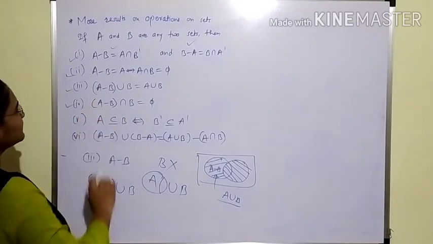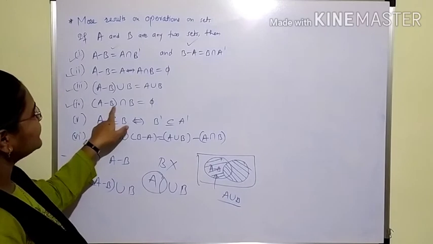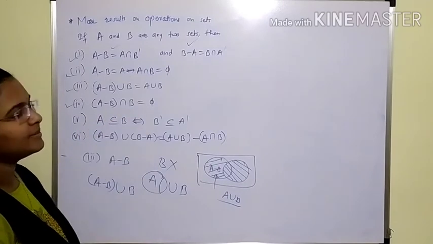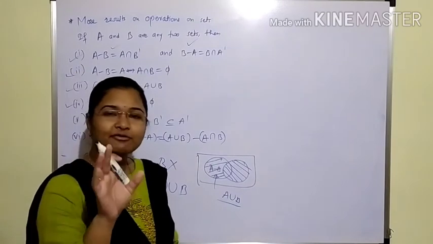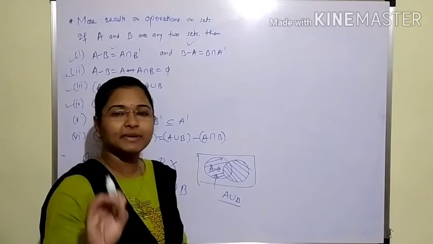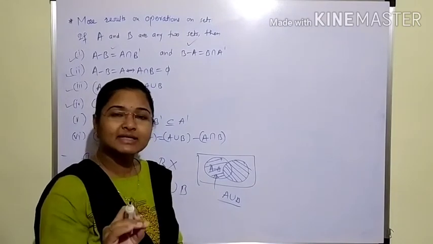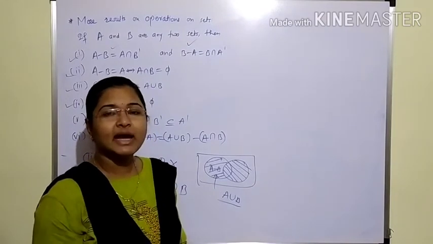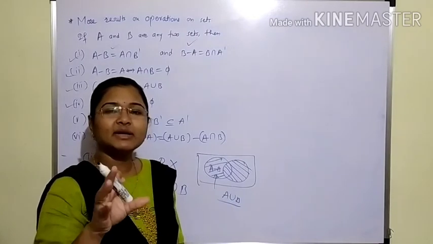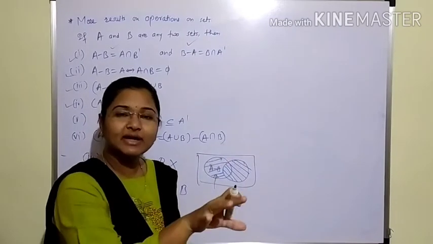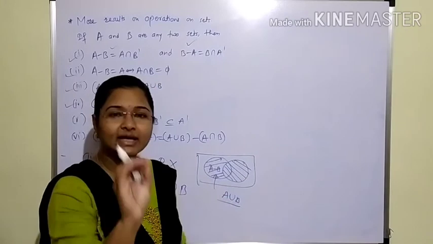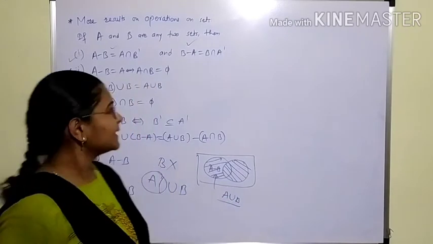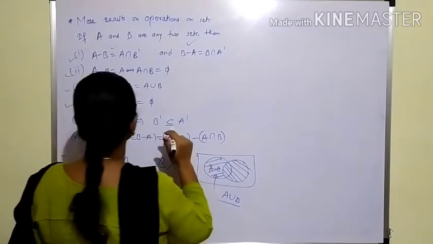Now the fourth one, the difference A minus B intersection B is equal to empty. It is clear that if we have taken the difference of A and B, that is A minus B, in that set B elements will not be there. And if a set is not containing elements from another set, and we are taking the intersection of both the sets, clearly it will be the empty set. Getting? So here also we will draw the Venn diagram.